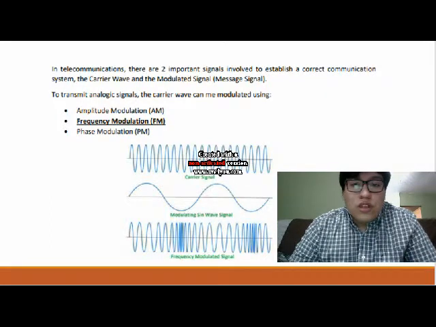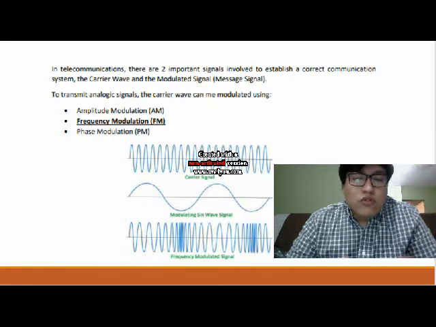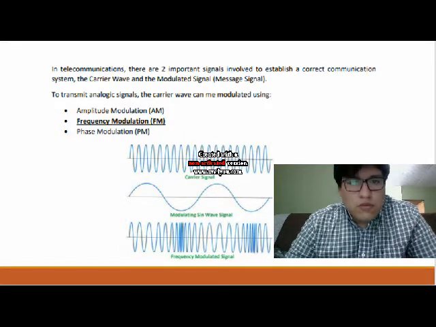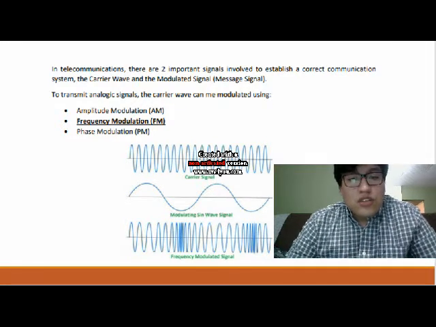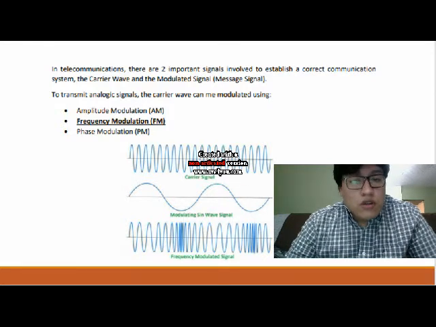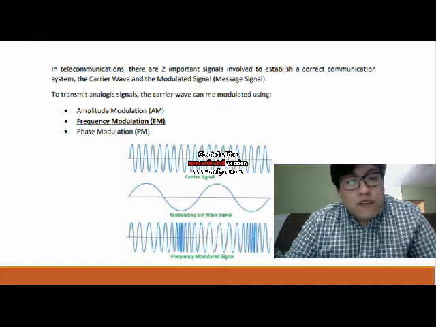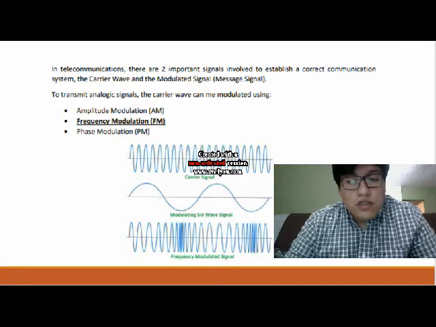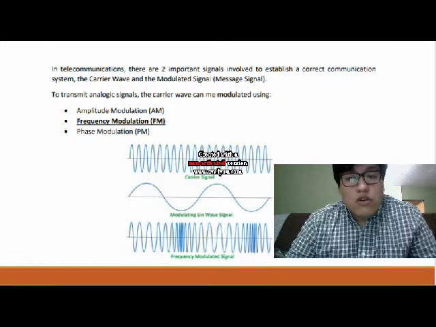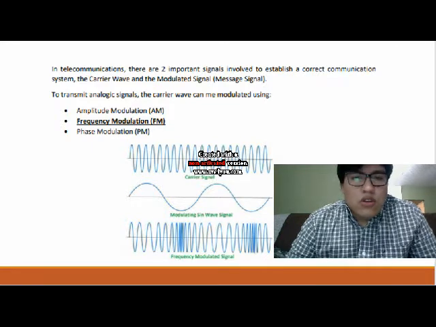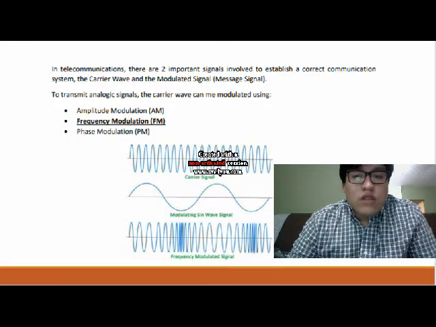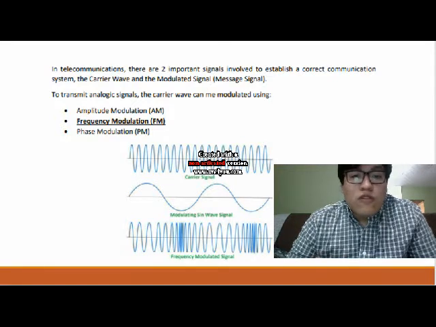In telecommunications, there are two important signals involved to establish a correct communication system: the carrier wave and the modulated signal. To transmit analogic signals, the carrier wave can be modulated by using either amplitude modulation, frequency modulation, or phase modulation. An FM transmission is the process to encode data using a modulated signal, which keeps constant its amplitude, but its frequency could change depending on the variation in the amplitude of the modulated wave.